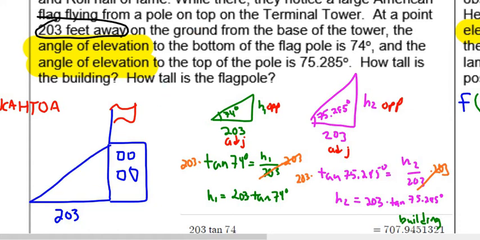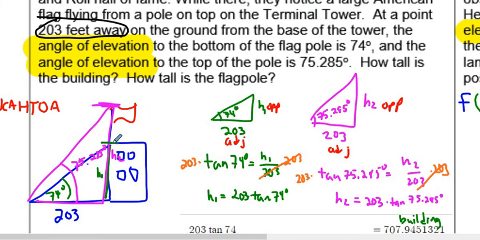Okay, so that one right there, they look up, and that's at an angle of elevation of 74 degrees. They get this height right here. I like to call that height 1. But then they look at the top of the flagpole, and look, they've made a separate triangle, right? So the separate one here is height 2, and that has a higher angle of elevation of 75.285 degrees.